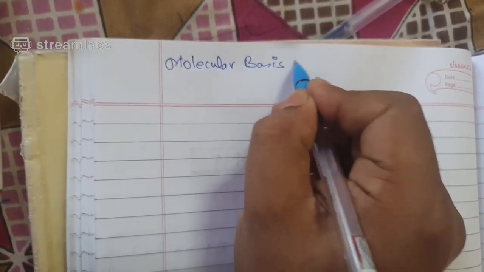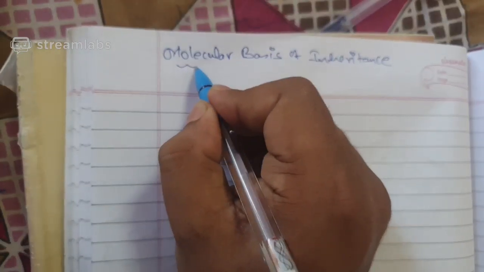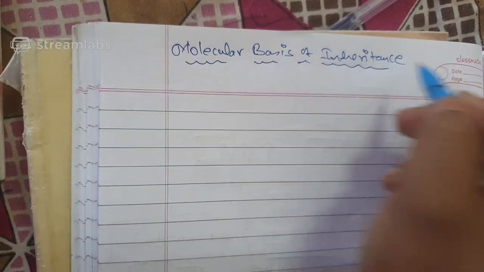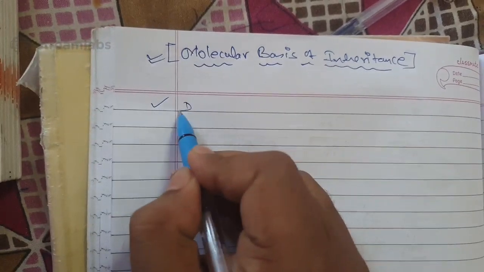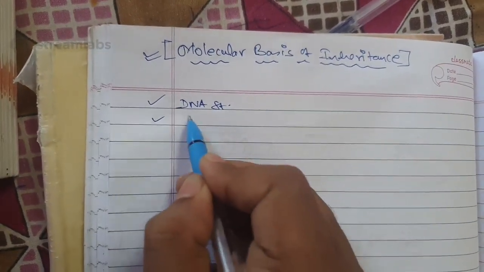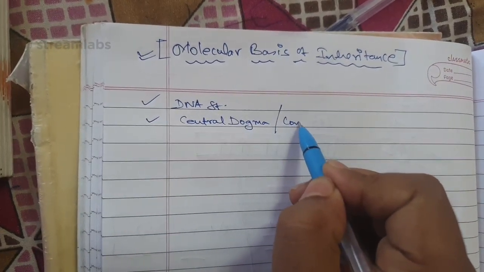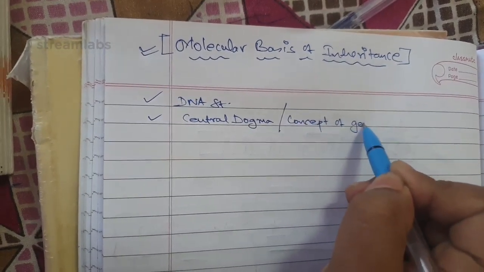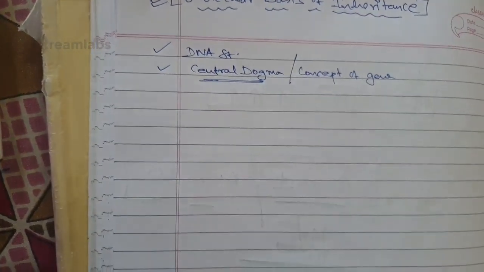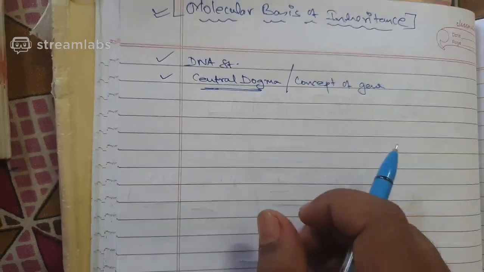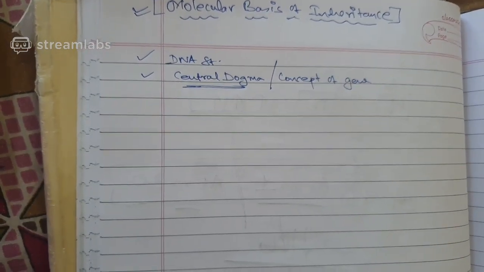The chapter's name is Molecular Basis of Inheritance, and I have already begun this chapter with certain basics, and you have well understood the introductory things I have given about the structure of DNA. DNA structure and the central dogma were explained in the previous video, along with the concept of a gene: how genes function, how DNA is the genetic code, and how the characters develop. All these things were discussed.